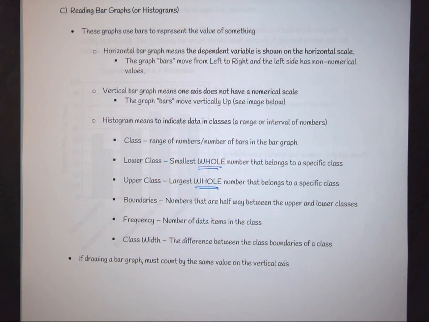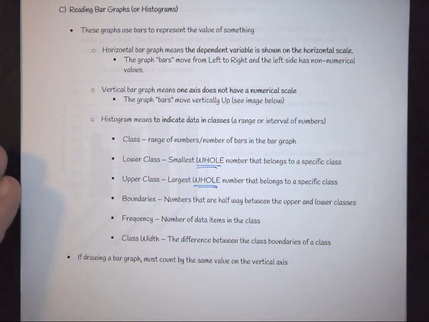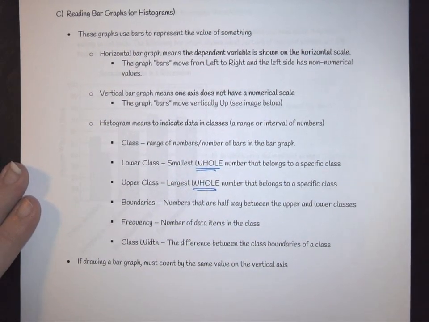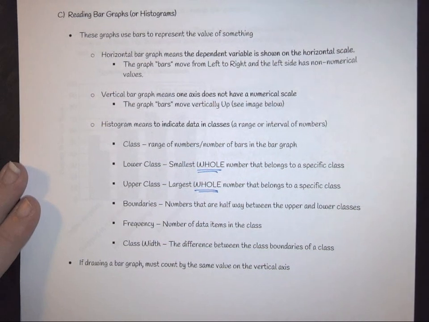Now, frequency tells us the number of data items that you have in the class. And your class width is basically telling you the difference between your boundaries. In other words, how big that bar is. So what I want to show you here is an example of a bar graph as well as an example of a histogram.